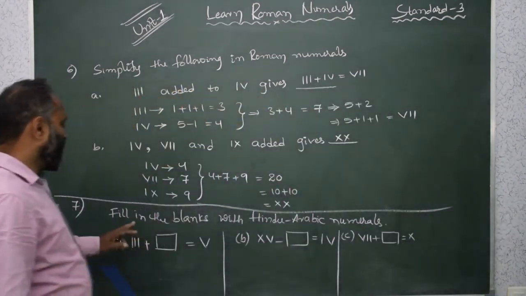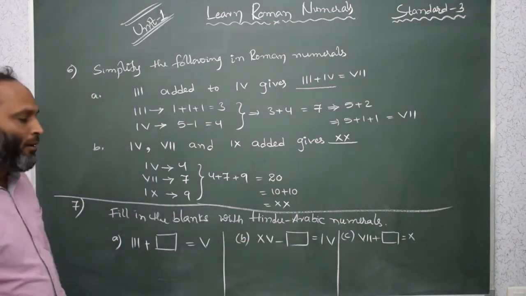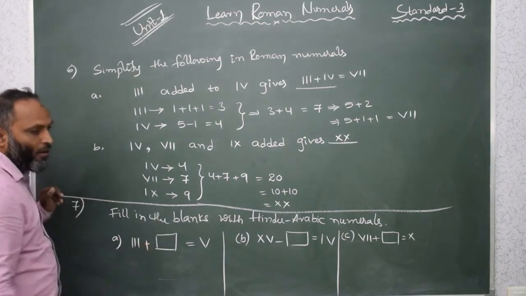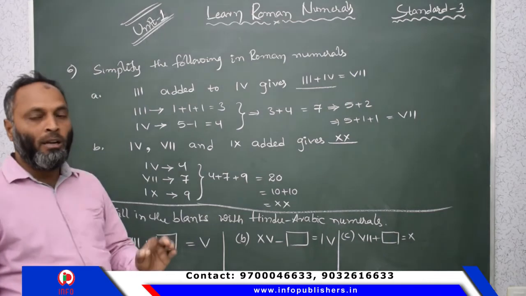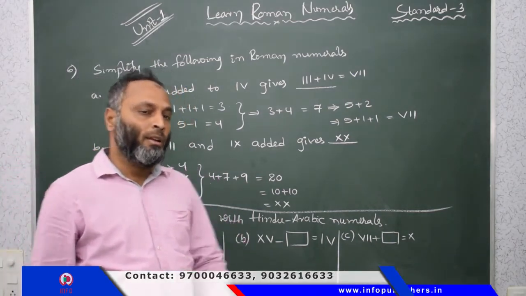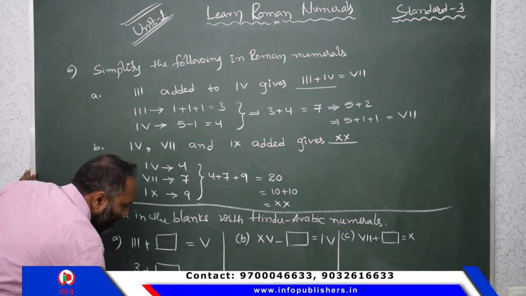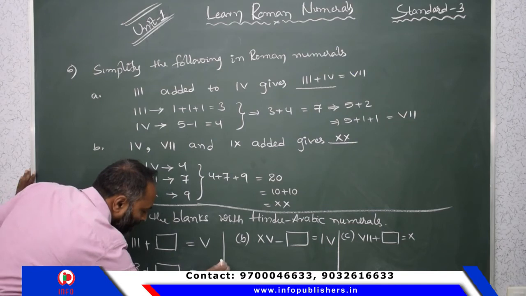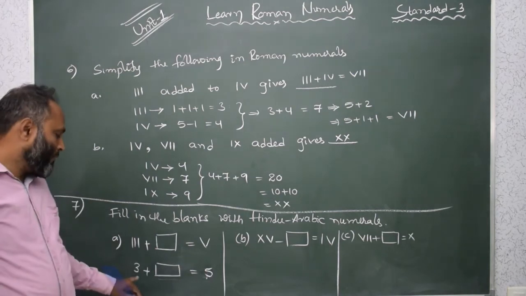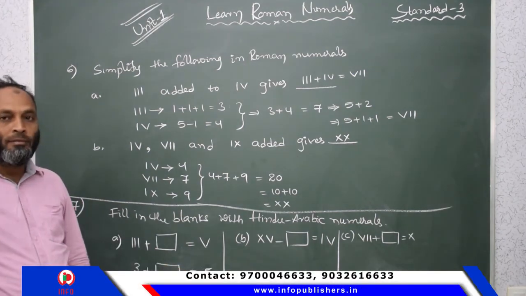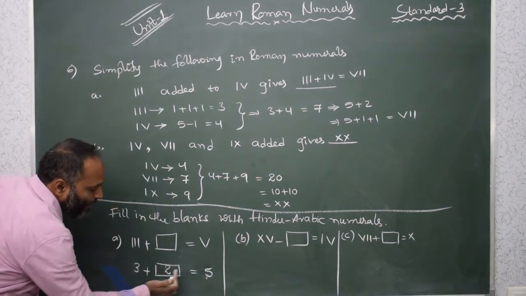In the same way, here in the blanks, what is he asking? Fill in the blanks with Hindu-Arabic numerals. In this blank we have to fill in a Hindu-Arabic numeral, not a Roman numeral. Listen here. This is 3 plus what is equal to 5? What do we add to 3 to give 5? It means 2. If we add 2 to 3, 3 plus 2, it gives 5.